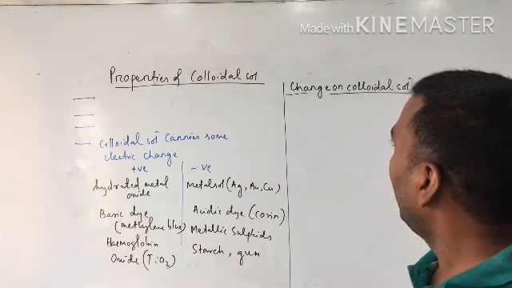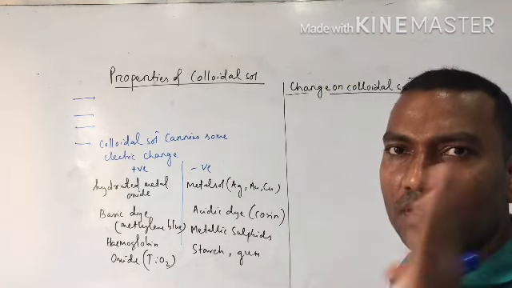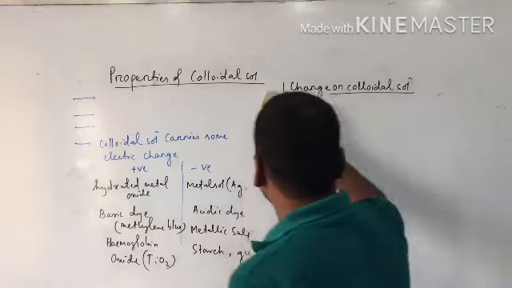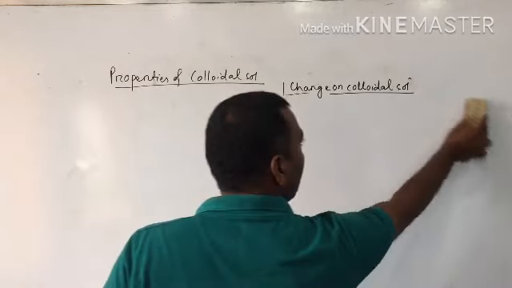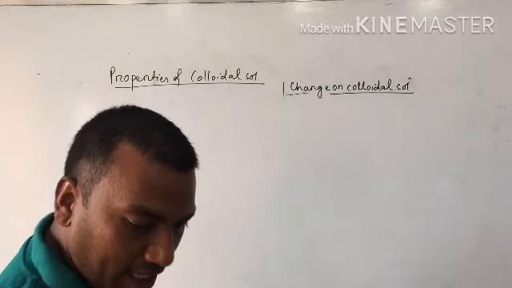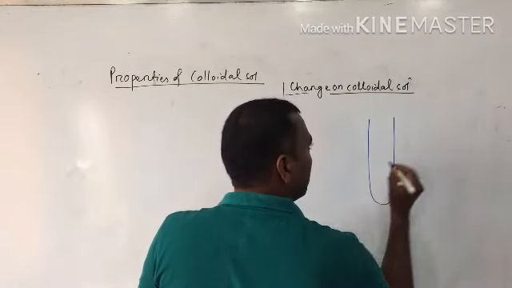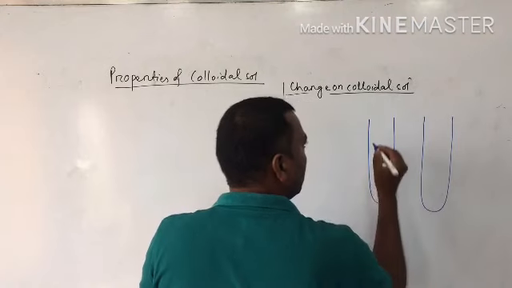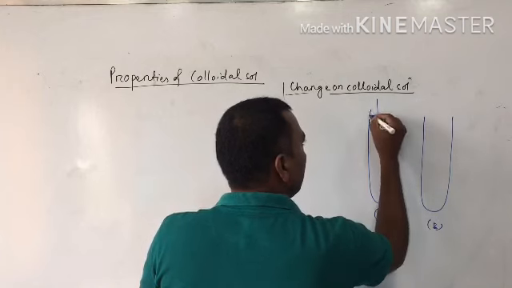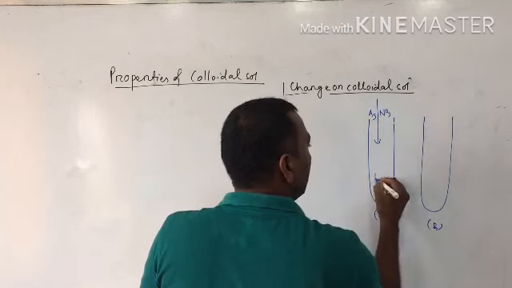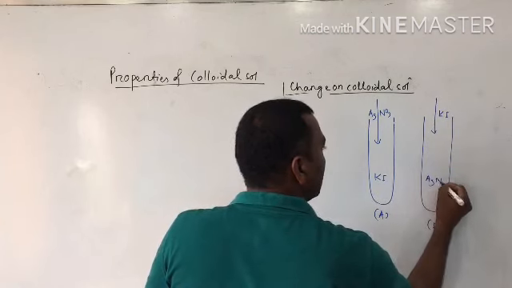The next is how the charge of the colloidal solution can be decided. It's the most important part in this chapter. The charge of the colloidal solution, how can it be decided? You see, first take one example like this. Suppose here we take two test tubes, A and B. In test tube A, suppose AgNO3 is inside, and we add KI to it. In test tube B, KI is inside, and we add AgNO3.